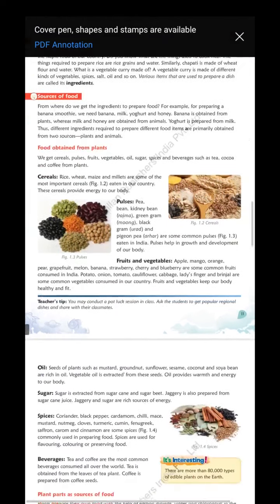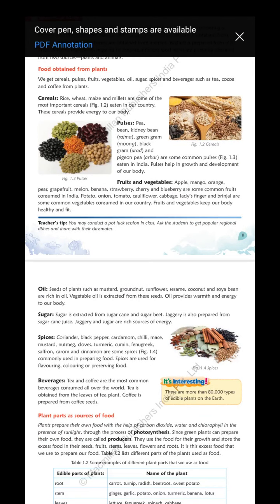And the next one is fruits and vegetables: apple, mango, orange. So many fruits come under this. And oil also we are using. Oil we are getting from plants and animals. Yes, mustard oil, groundnut oil, sunflower oil, sesame, coconut and soya bean oil. These are oils we are getting from vegetables and some seeds, and sometimes from animals also. And the next one is sugar. Sugar is extracted from sugar cane, from plants.